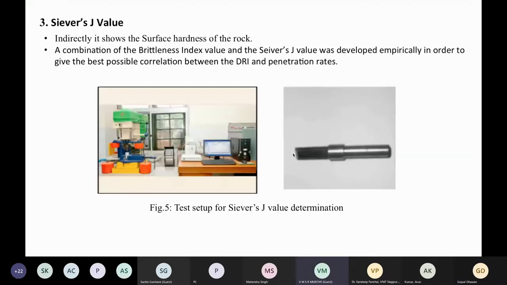So we move on to the second index, which we normally add to the brittleness index in DRI. What we are trying to do in Sievers J value is the miniature drilling that we are conducting with a bit that you are seeing on the screen. You have a tungsten carbide bit having a diameter of 8.5 millimeters with a conical tip angle of, say, 99 degrees. You penetrate into the rock and draw the penetration versus time graph under a load of about 20 kg or 200 newtons. So this gets you the penetration in a minute, basically. That value you take as the SJ value.